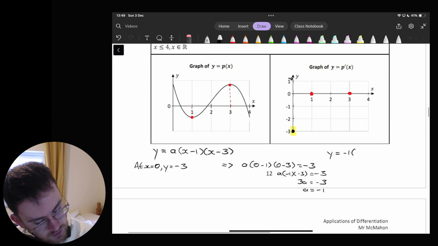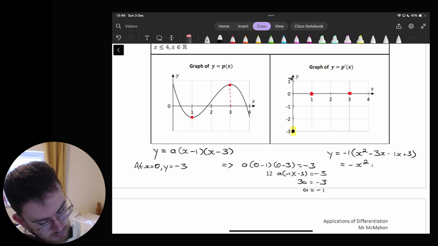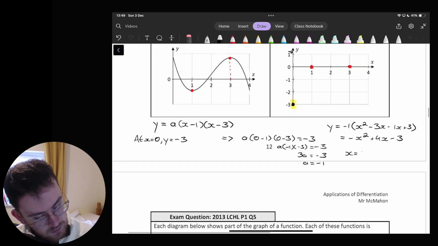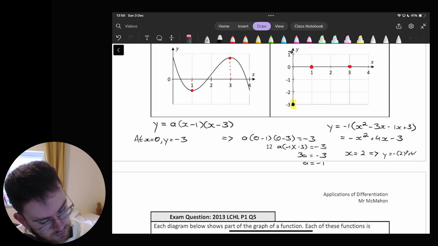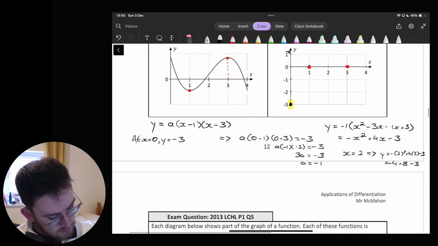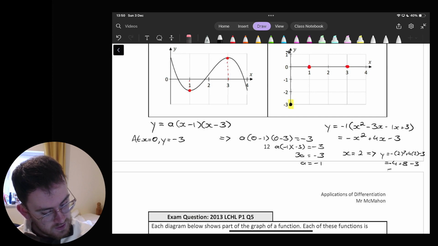So I can work out this whole function. If I multiply out those brackets, I get x squared minus 3x minus 1x plus 3, all multiplied by minus 1. So I get minus x squared plus 4x minus 3. I can use that now to find out what the value is when x equals 2. So minus 2 squared plus 4 times 2 minus 3. So that gives me minus 4 plus 8 minus 3. Okay, I think something's gone amiss there. That'll be minus 4. And that's going to give me a value of 1.